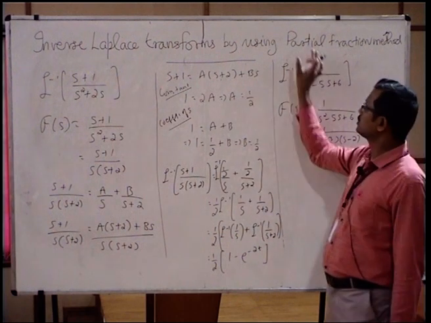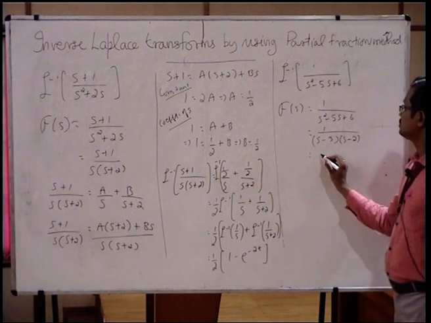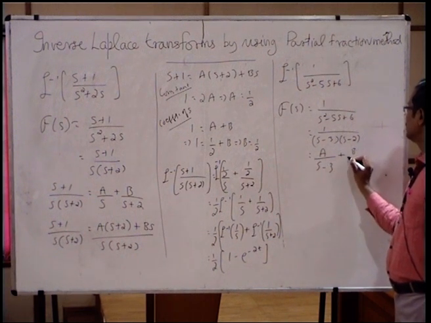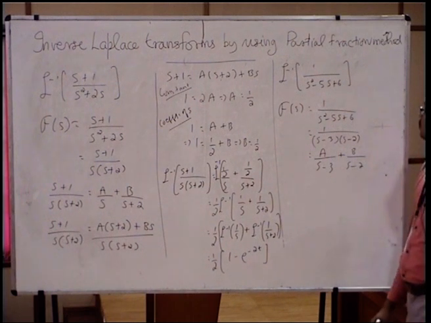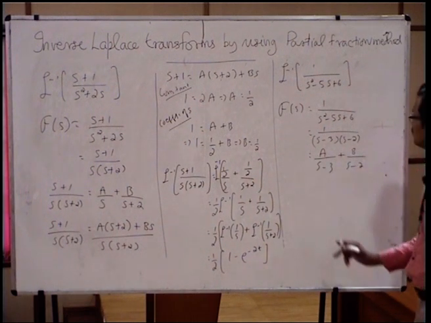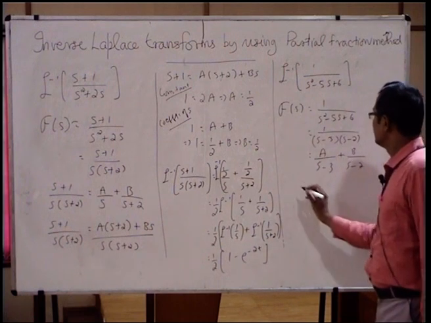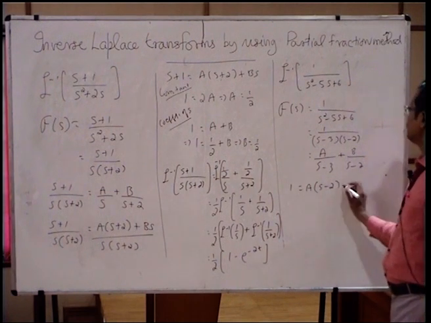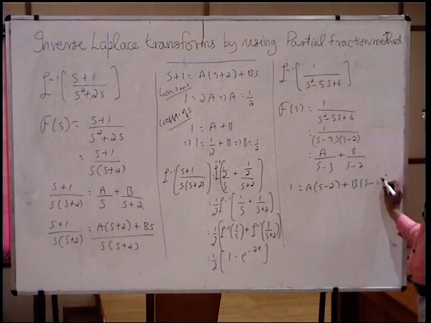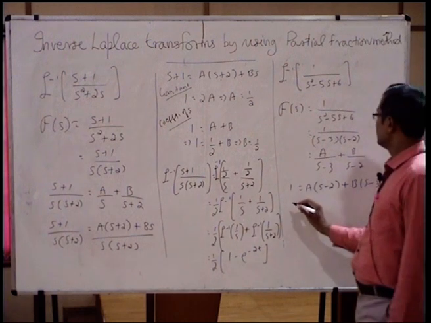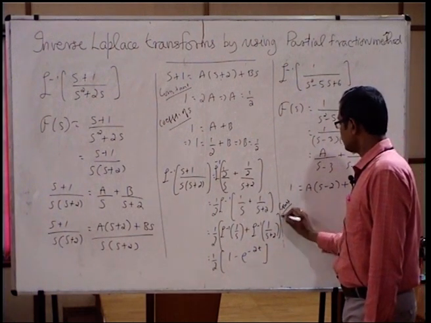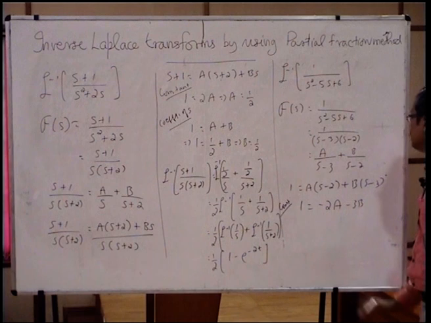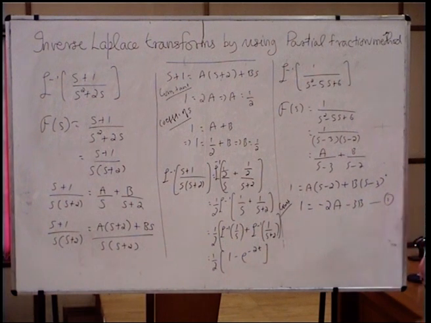Now apply the partial fraction method. So this can be written as a divided by (s minus 3) plus b by (s minus 2). Now to get values of a and b, equate like terms. So 1 equal to (s minus 2) into a plus b into (s minus 3). Therefore, if you equate the constant term, we get 1 equal to minus 2a minus 3b. Put it as equation number 1.